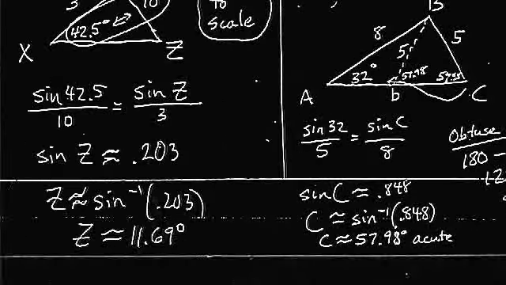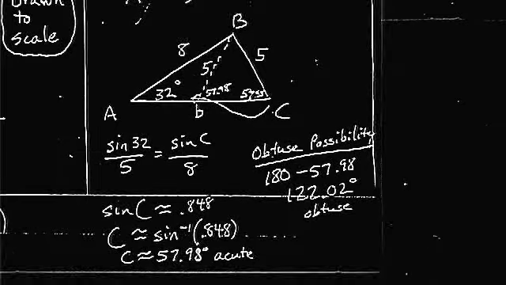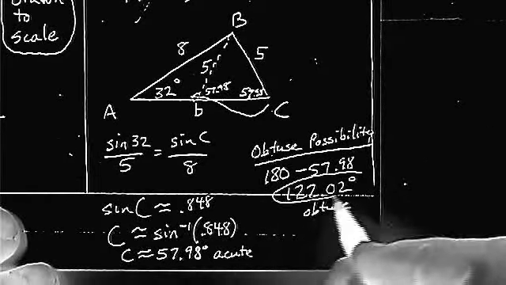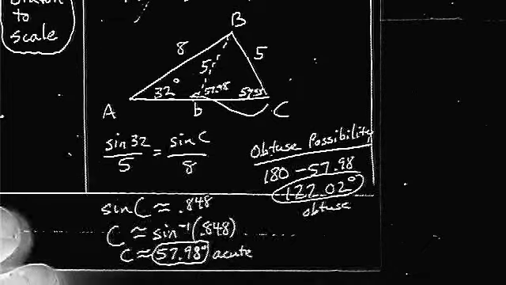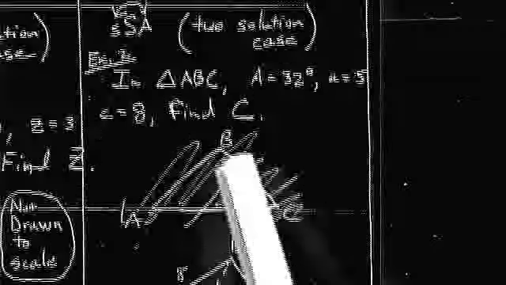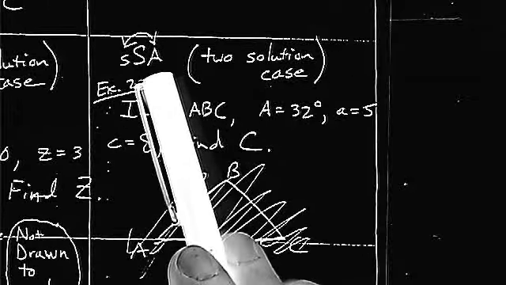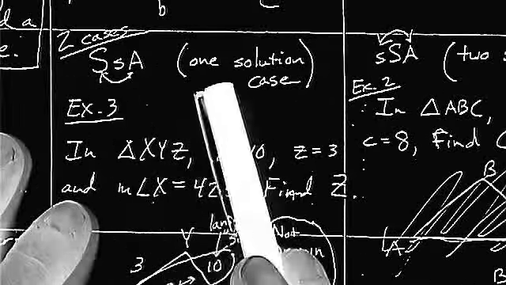The obtuse possibility only works, and you'll have to give me both answers on this particular question. But the obtuse one only works when the short side is opposite the angle. So get that in your mind. Short side opposite the angle, 2 solutions. Long side opposite the angle, 1 solution.